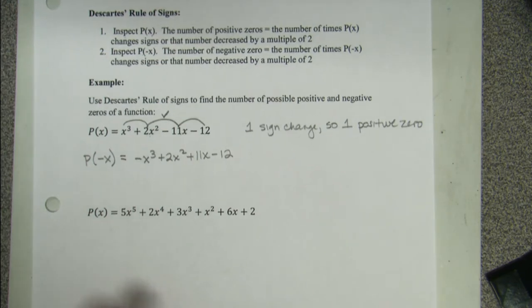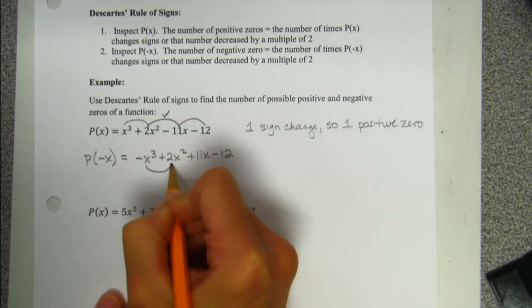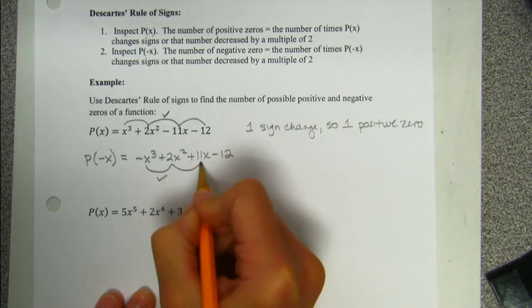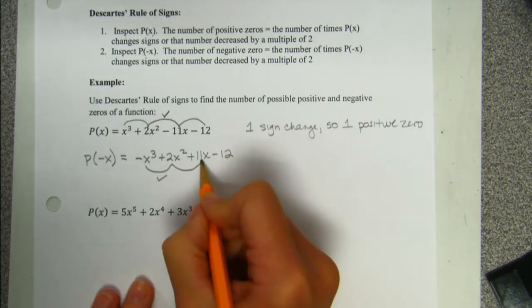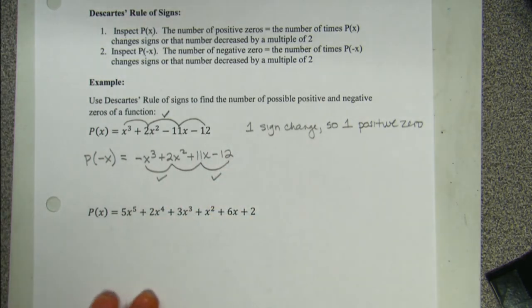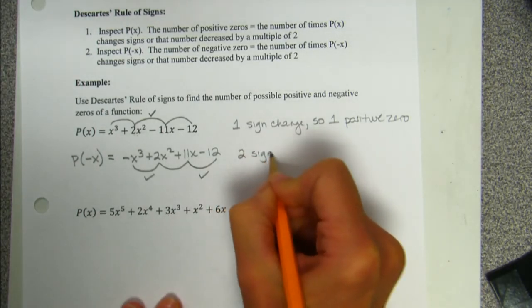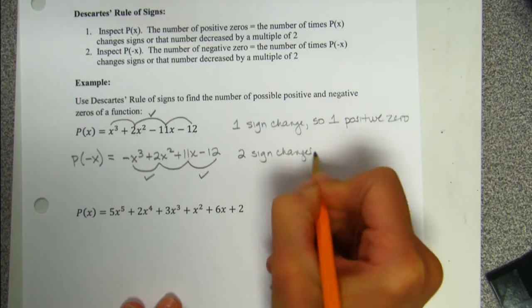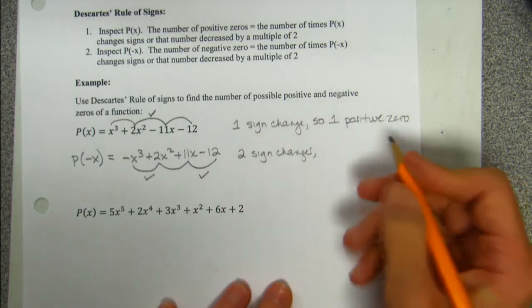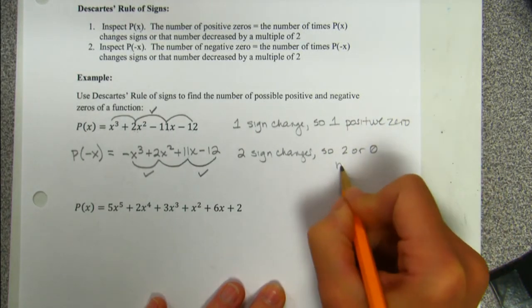When you change p of x to p of negative x, right here, I go from a negative term to a positive term. That's a sign change. Term 2 to term 3 is positive to positive. That's no sign change. Term 3 to term 4 is a positive to a negative. That's a sign change. There are 2 sign changes. Now this is tough, guys, so just write it and I'll try to explain it as best I can in a minute. So there are 2 or 0 negative zeros.